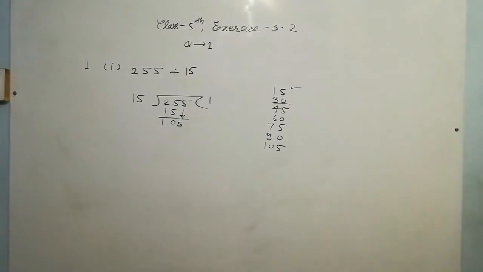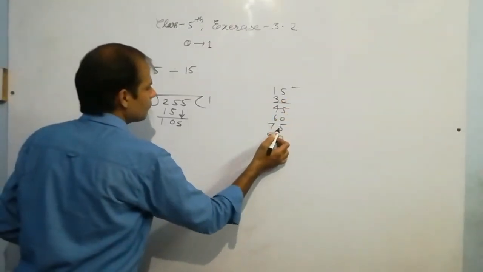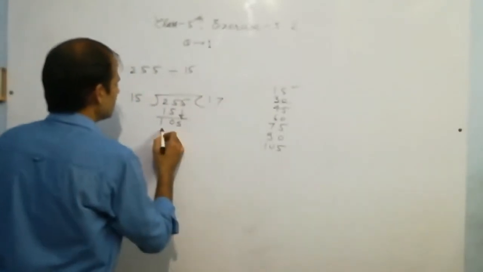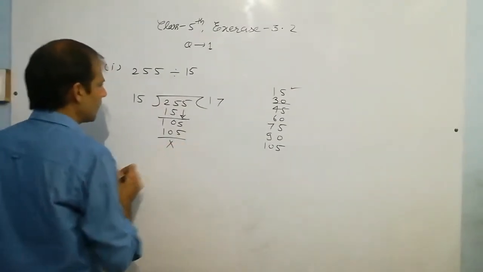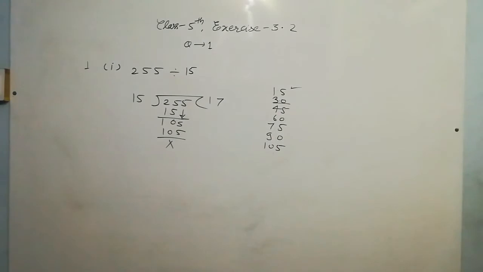Okay, if you remember the table of 15 or whatever, the division becomes easier. Okay, so it is 1 2 3 4 5 6 7. 7 ja 15, 7 ja 105, and the remainder is 0. So the answer is 17. Now it is the answer of first question of exercise 3.2. So it is quotient and remainder. Okay, you have to mention the quotient and remainder.